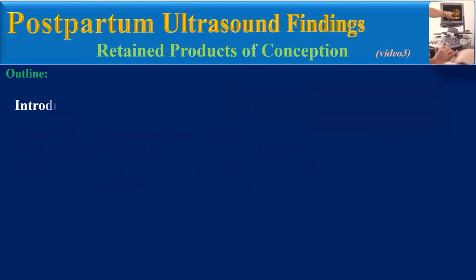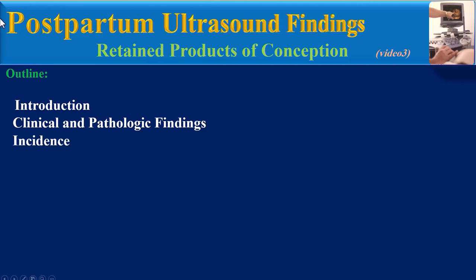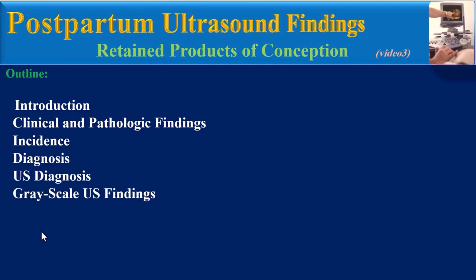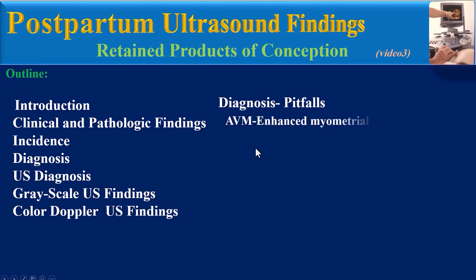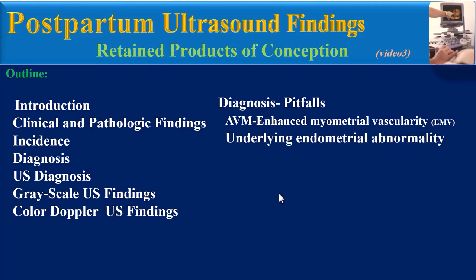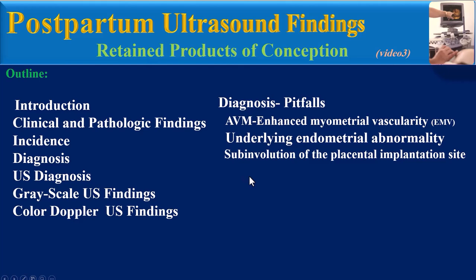The outline of this presentation includes introduction, clinical and pathologic findings, incidence, diagnosis, ultrasound diagnosis, grayscale ultrasound findings, color Doppler ultrasound findings, diagnosis pitfalls including arteriovenous malformation versus enhanced myometrial vascularity, underlying endometrial abnormality, subinvolution of the placental implantation site, and final teaching points. At first, introduction.